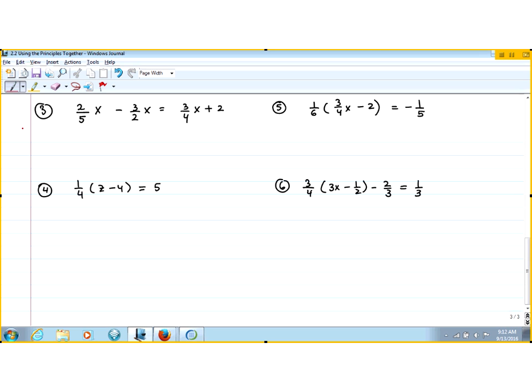Now, look at these. Number 4, 5, and 6 are a little different. Why? Because we have parentheses. So when we have parentheses, what we want to do is to remove the parentheses first. So how do I remove the parentheses here? Distribute. So you have 1/6 times 3/4x minus 1/6 times 2 is equal to negative 1/5. So I'm going to write here, remove parentheses first. So you remember.